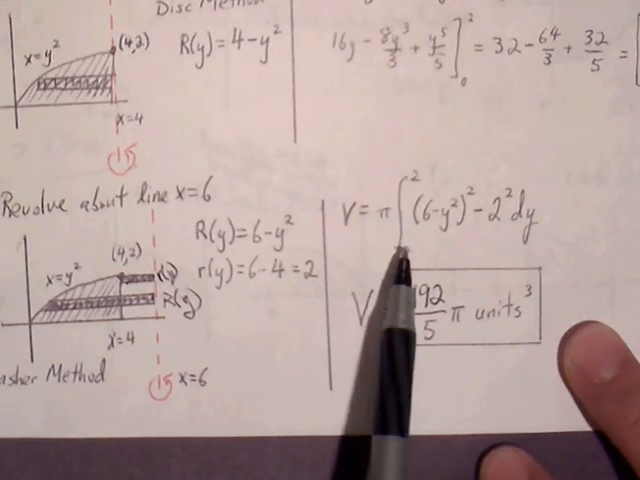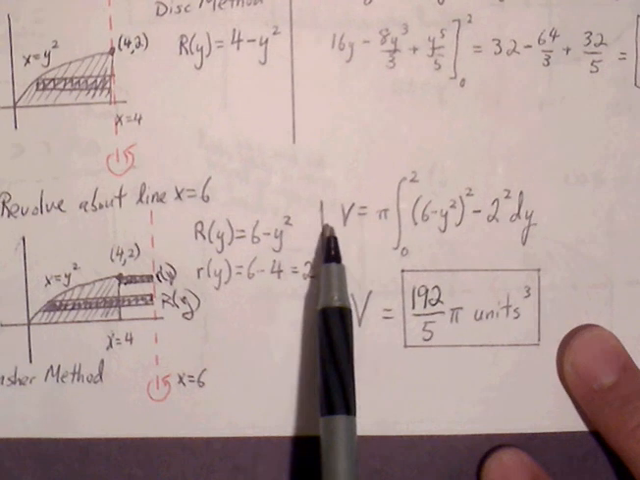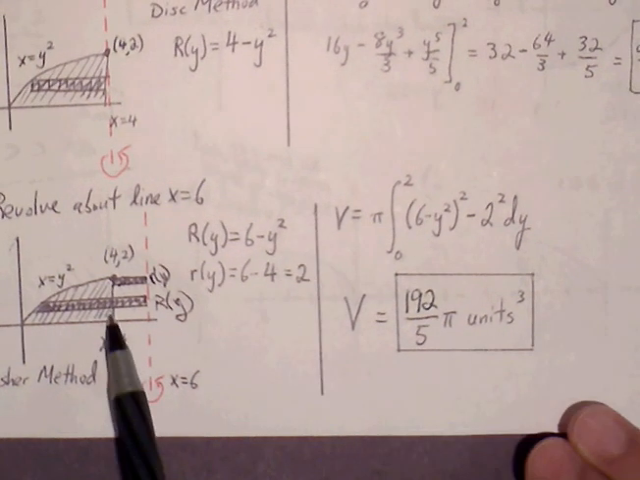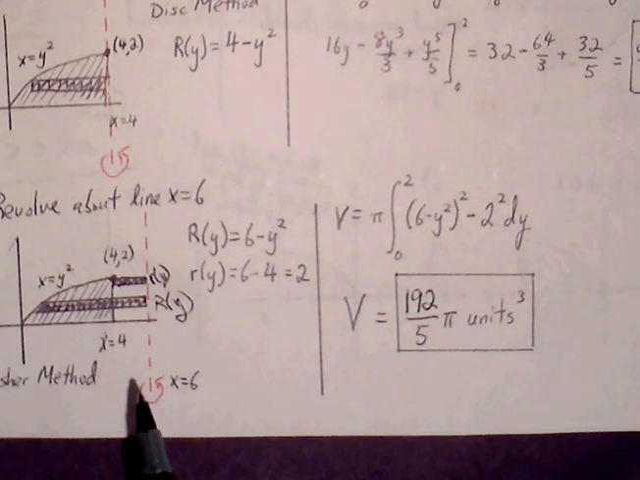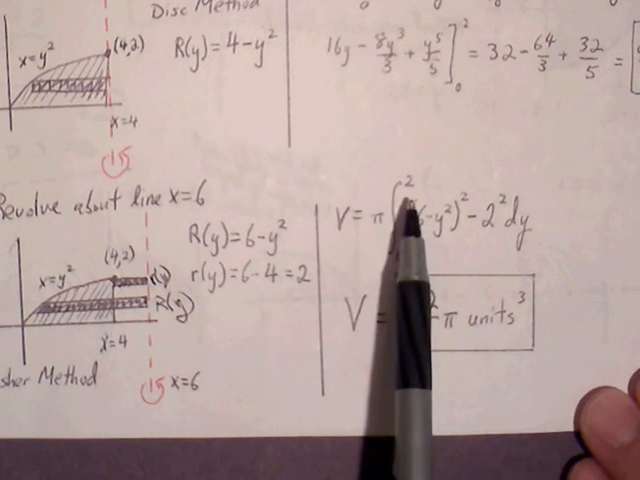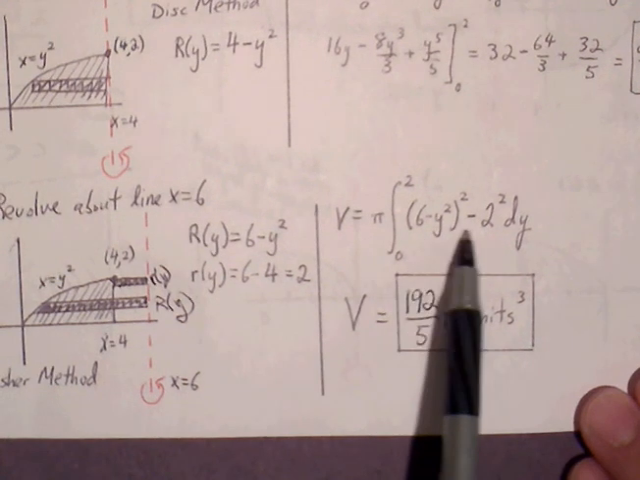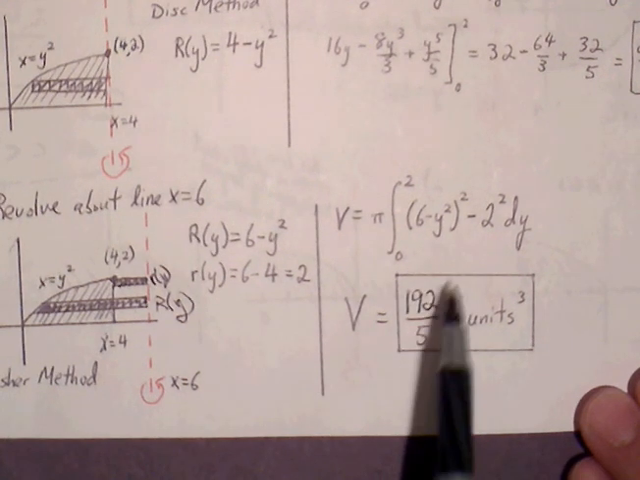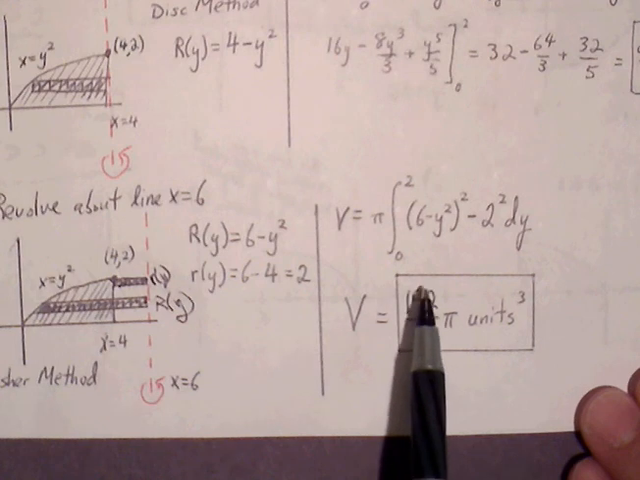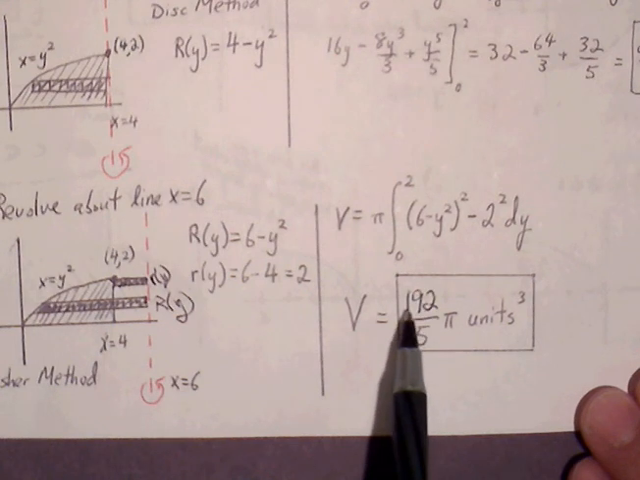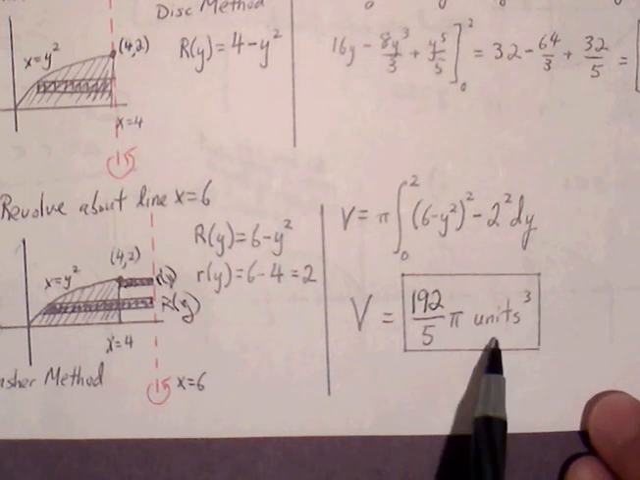Again, the bounds are from 0 to 2, just like part B and C, because we're looking at the lowest y value and the highest y value. Everything has to be in terms of y. Big R squared minus little r squared. Plug this in your calculator, or you can expand and go through power rule. Either way, you'll get 192 over 5 pi cubic units.